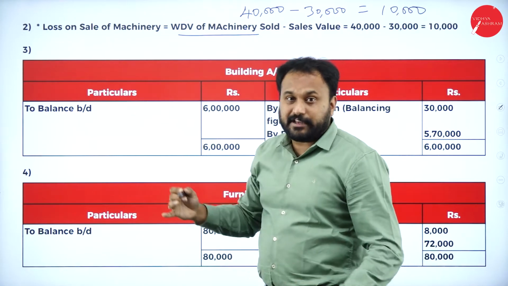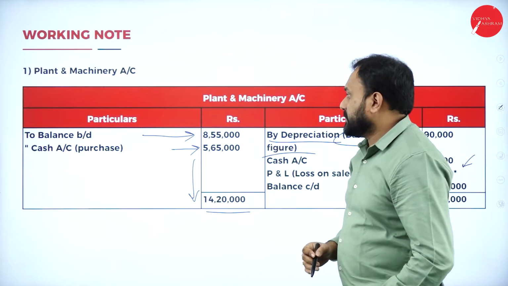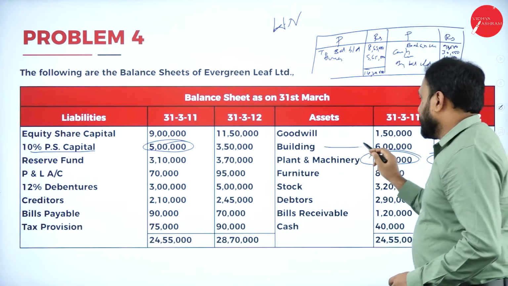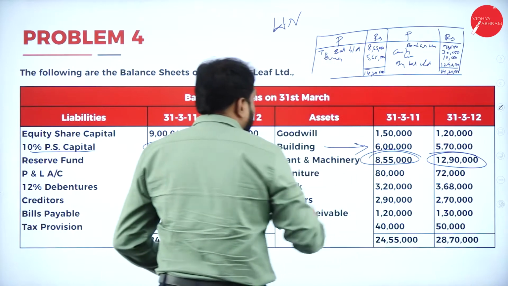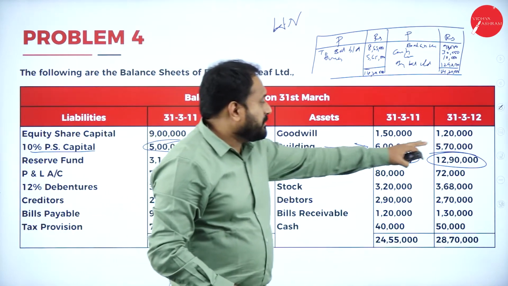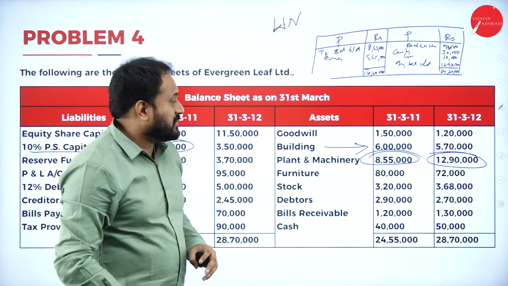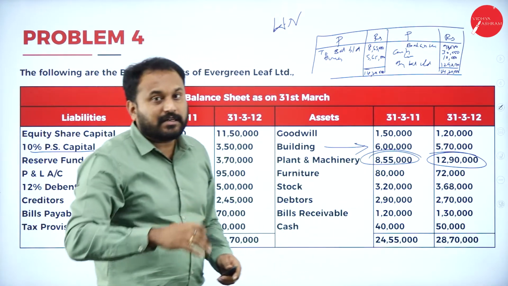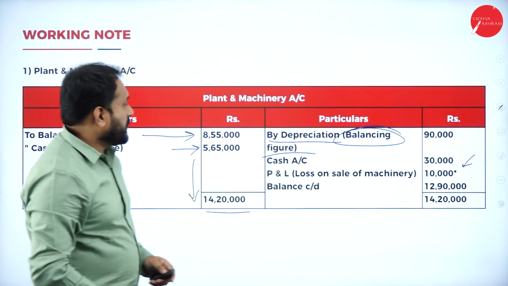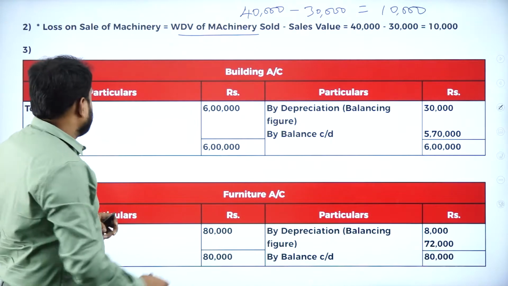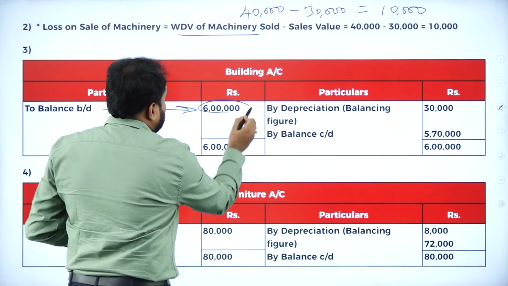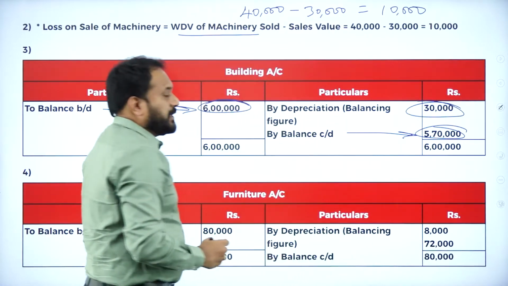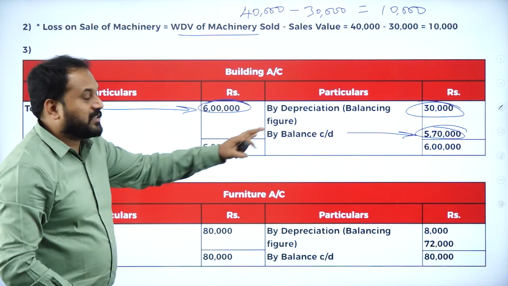So we'll go with the building first. When we go with the building here, understand, we have 6 lakh as our opening, but here 5 lakh 70,000 is the closing. That means what? Building here 30,000 will be the balancing figure. So we'll go here, that is building. Opening is how much? 6 lakh. Closing is how much? 5 lakh 70,000. So how much is our depreciation? That is the balancing figure, 30,000.